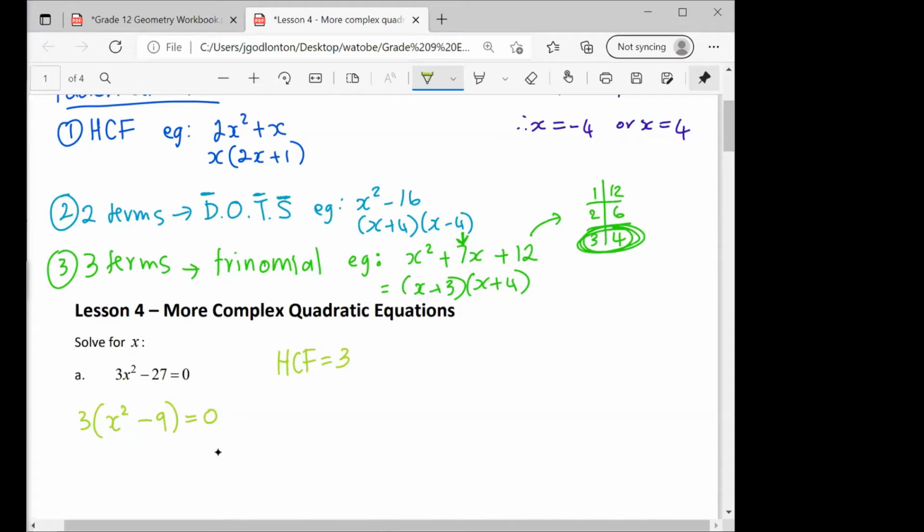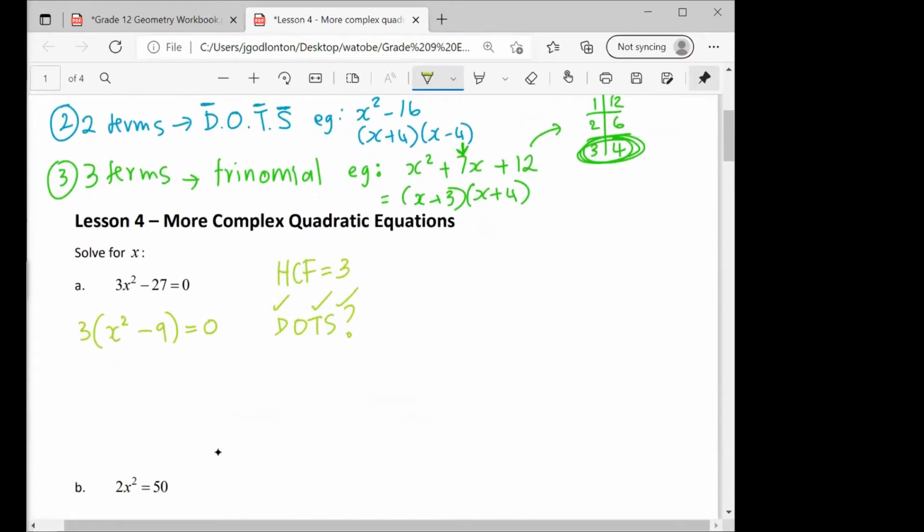Is it a difference of two squares situation? Can I do difference of two squares? Is there a different sign? Yes. Are there two terms? Yes. Are they both square numbers? Yes. So I can definitely do difference of two squares. I can have 3(x + 3)(x - 3) is equal to 0. Okay, so that's our next step.